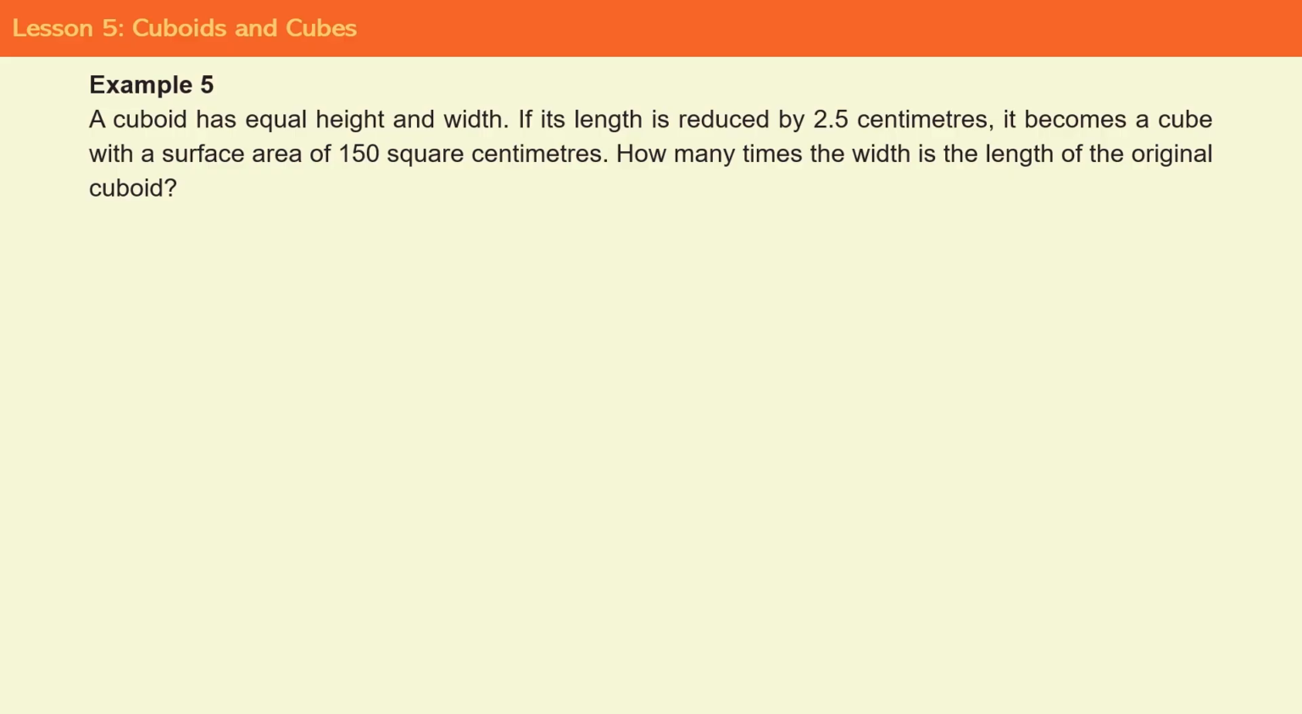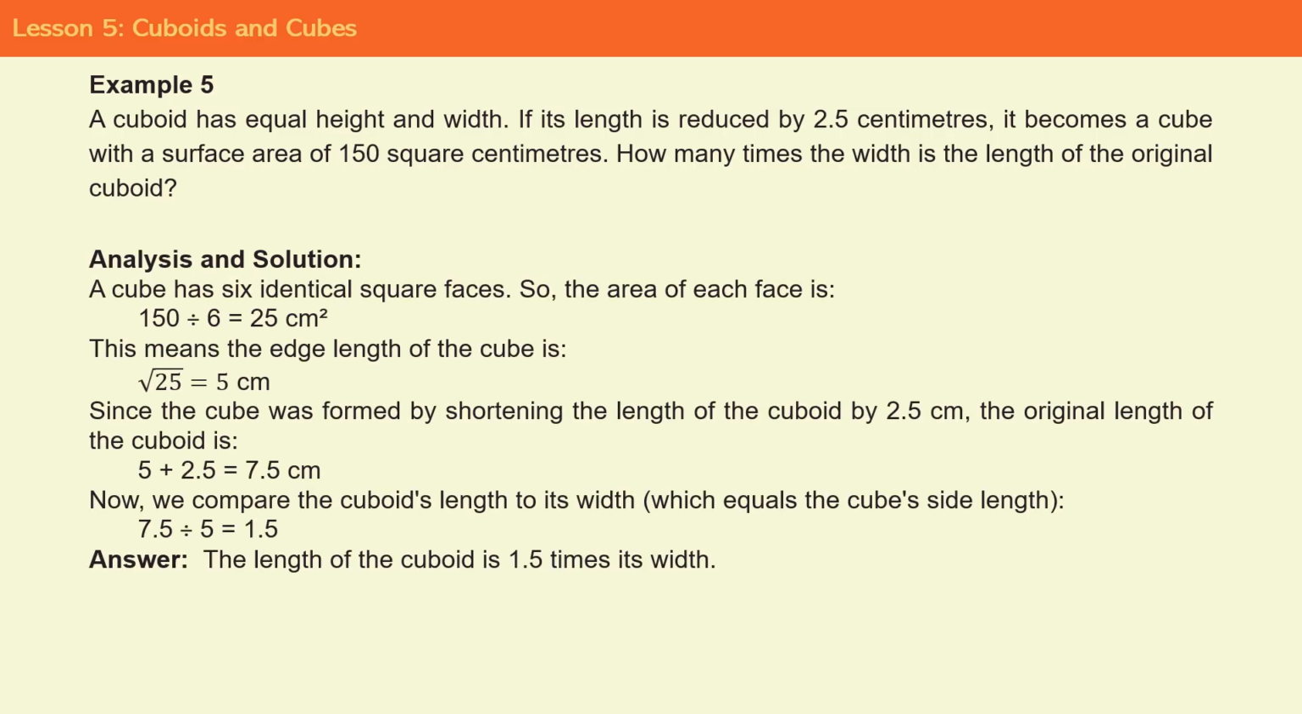Example 5, a cuboid has equal height and width. If its length is reduced by 2.5 centimeters, it becomes a cube with a surface area of 150 square centimeters. How many times the width is the length of the original cuboid?